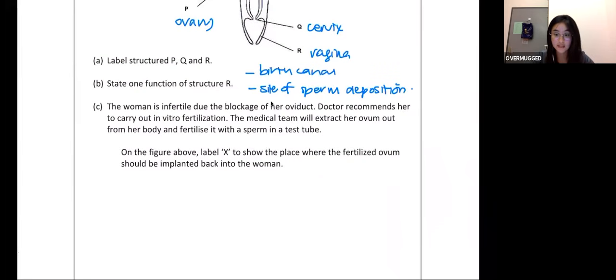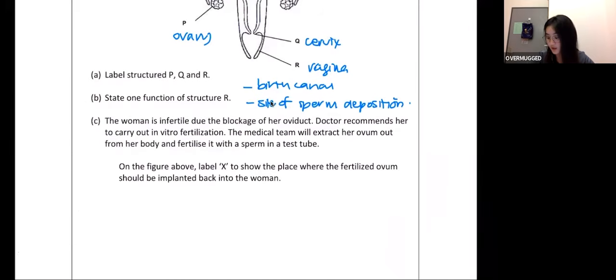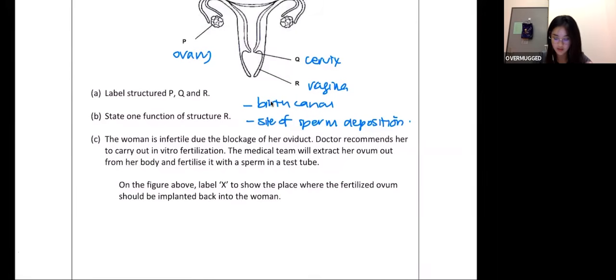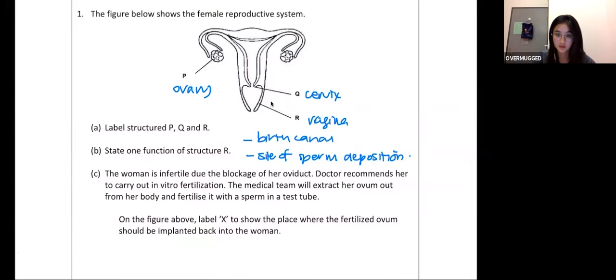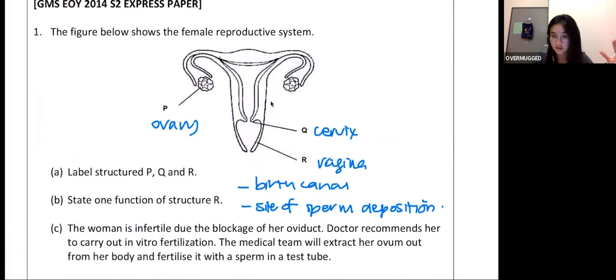All right, then for part C, so very long, but essentially you're asking, all right, what's happening here? They say infertile, okay, so this woman carries out in vitro fertilization. Then where should this fertilized egg be implanted back in the woman? So where does the zygote get implanted? It is in the uterus lining. So we just need to X out here. Okay, left, right doesn't matter. Okay.